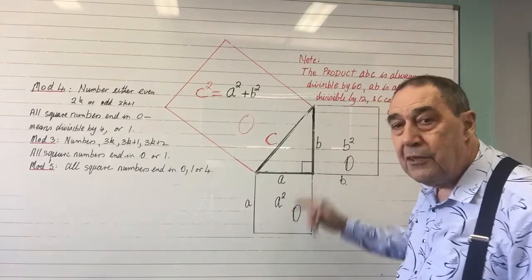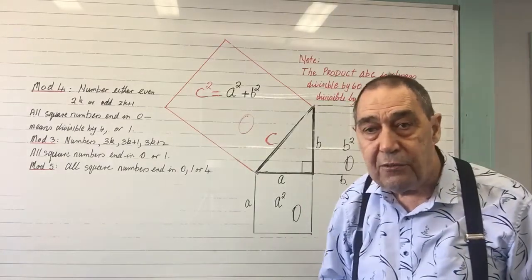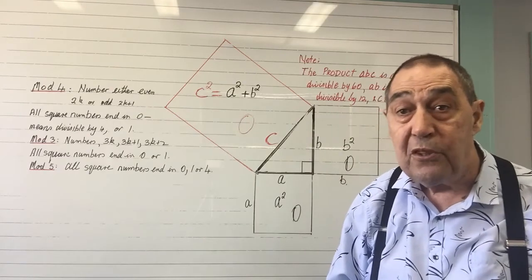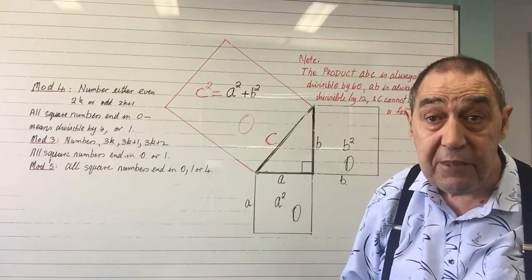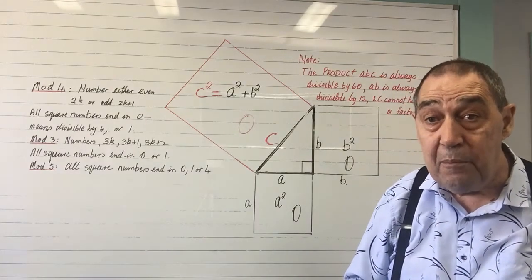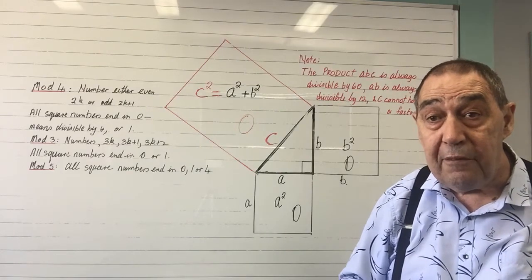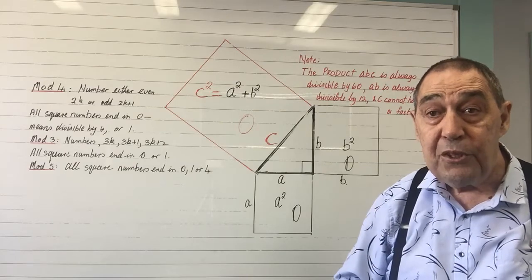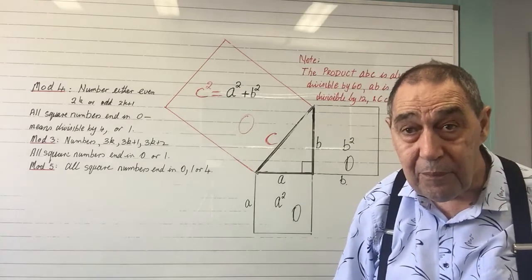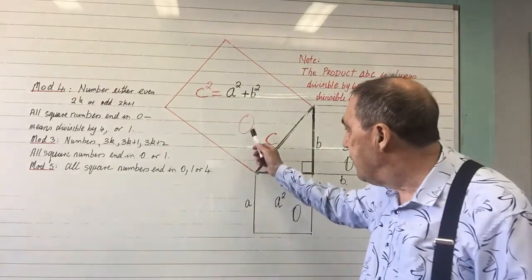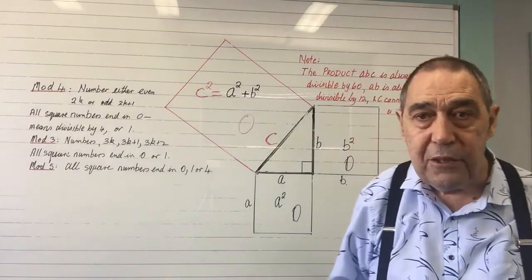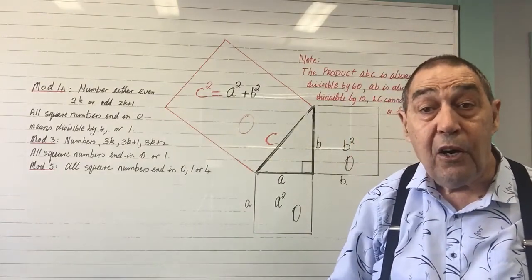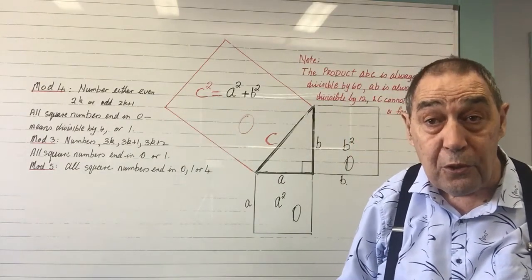Now if we have zeros in all three, that contradicts what we said to start with, because all three then have a common factor. So it's impossible to have three sides of a right-angled triangle which are relatively prime such that the hypotenuse is divisible by either 3 or 4.